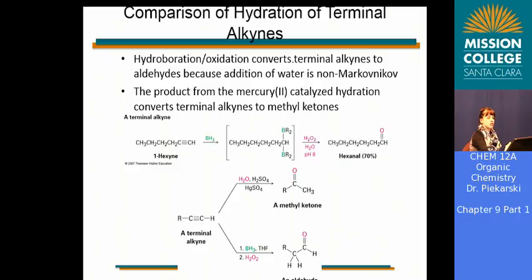Hydroboration and oxidation converts terminal alkynes to aldehydes because the addition of water is non-Markovnikov. The product from the mercury-catalyzed reaction converts terminal alkynes to methyl ketones. So that's how you can distinguish between the two when you're predicting products or using them as tools for multi-step synthesis. Okay. Don't worry too much. It does make an interesting borane complex here. Not really going through the mechanism here, but it does go on the less substituted side. Okay, that's one thing you do need to know. Non-Markovnikov.